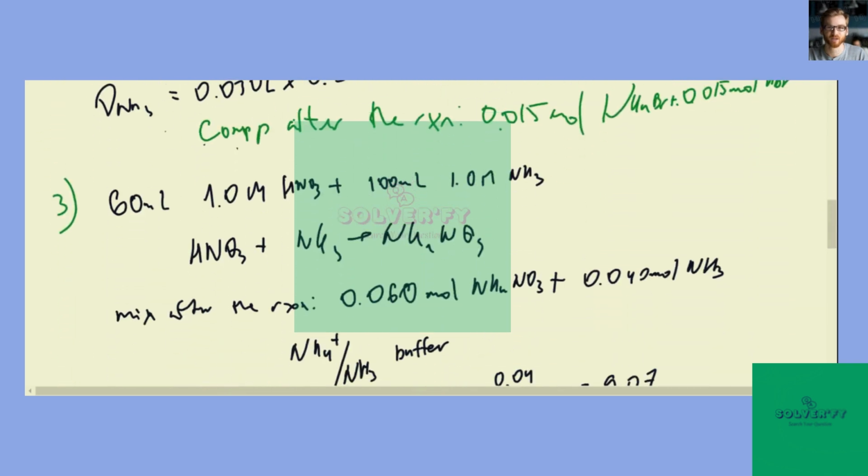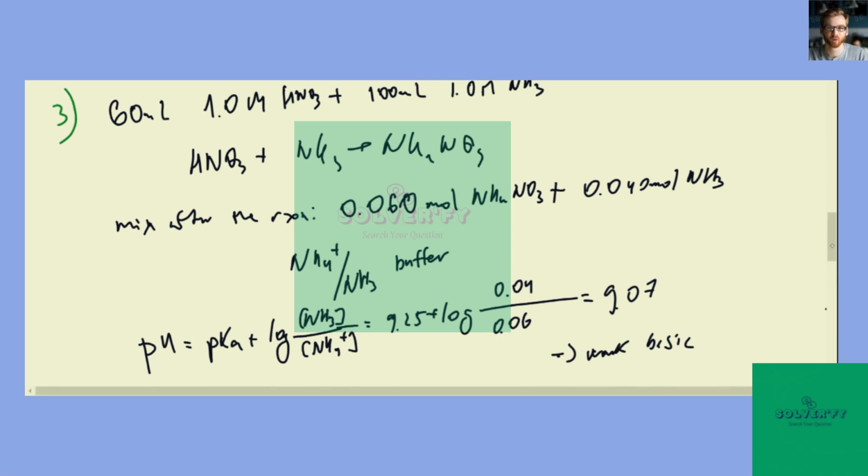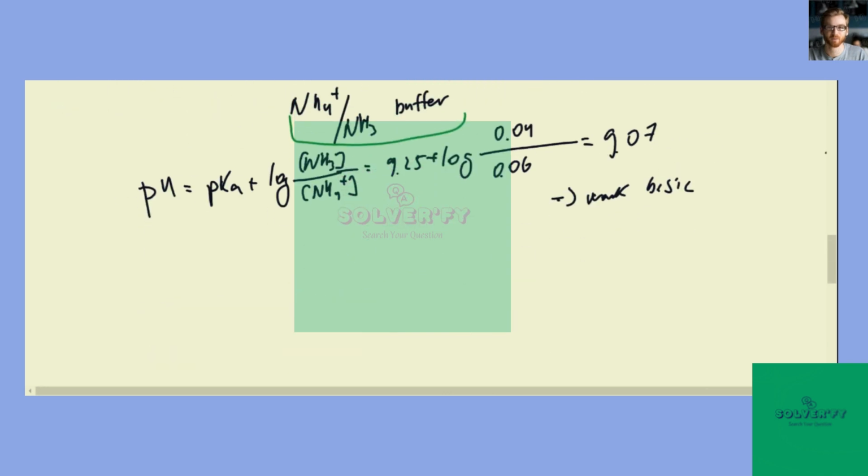In the last question, we have a reverse situation. So to 60 milliliters of 1 molar HNO3, 100 milliliters of 1 molar ammonia is added. Now, ammonia is in excess, and therefore, after the reaction, it will form a buffer where the amount of NH4NO3 is 60 millimoles and the amount of NH3 is 40 millimoles. Now we can calculate the pH of this buffer according to the formula shown here. And here NH4 plus is the acid, and this pH is 9.07, which is a weakly basic buffer.